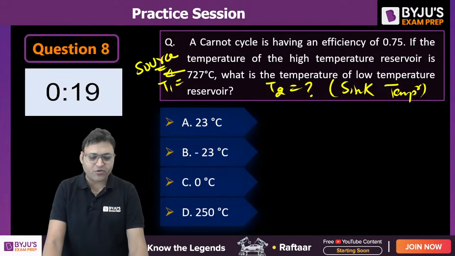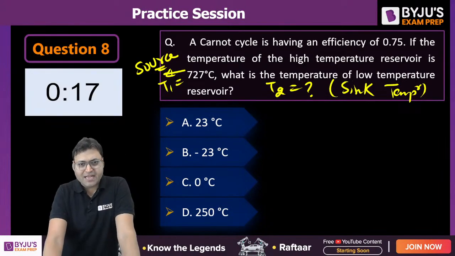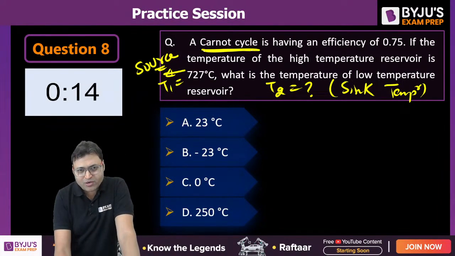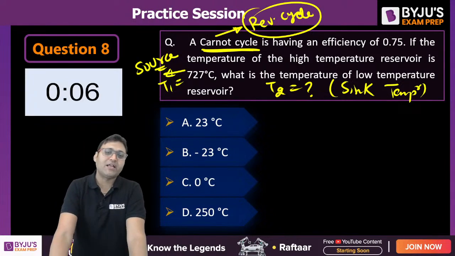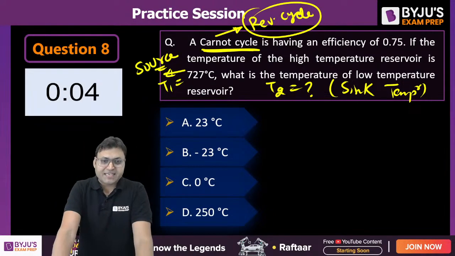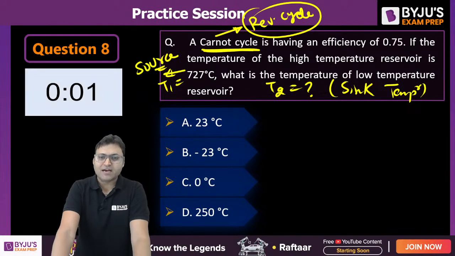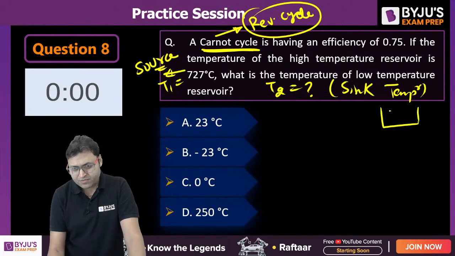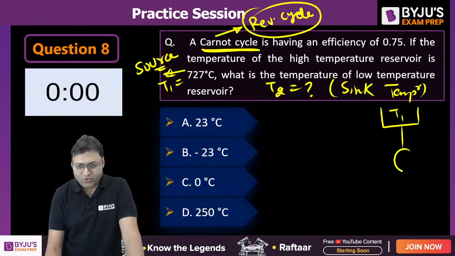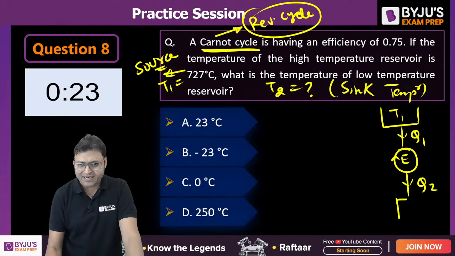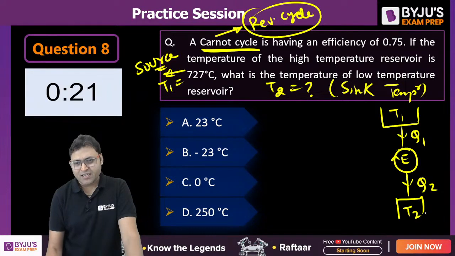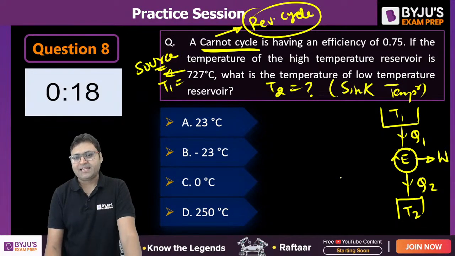Yes, question number 8 on your screen. Can you find out the answer? You should have a look at this. It is a Carnot cycle, it is a reversible cycle, and for a reversible cycle, the efficiency is only dependent on the temperatures. If we draw a work producing thermodynamic cycle, it is a clockwise cycle. Q1 is heat supplied to the system, Q2 is the heat rejected from the system to the sink. The question is to find T2.